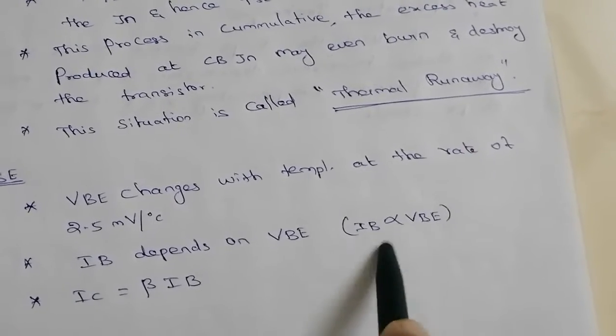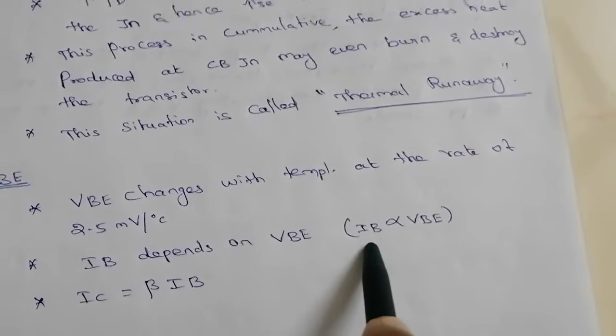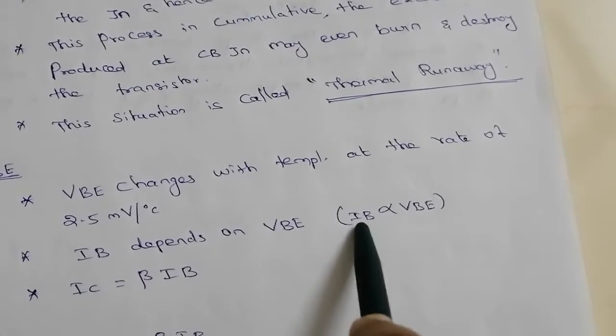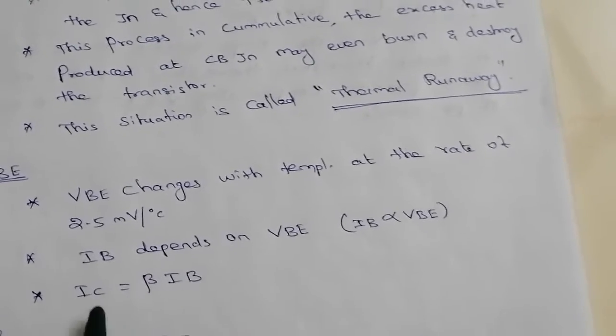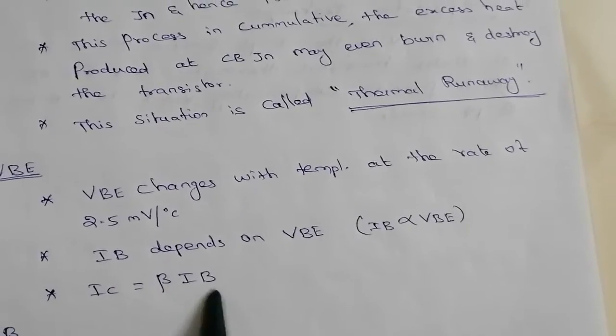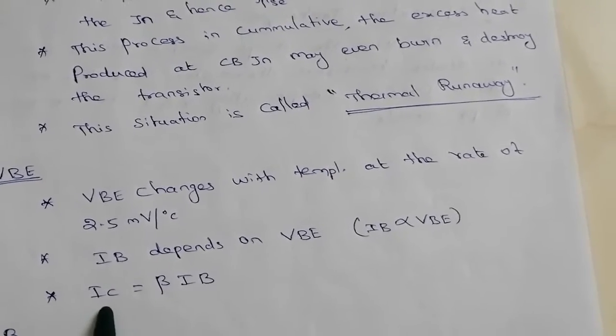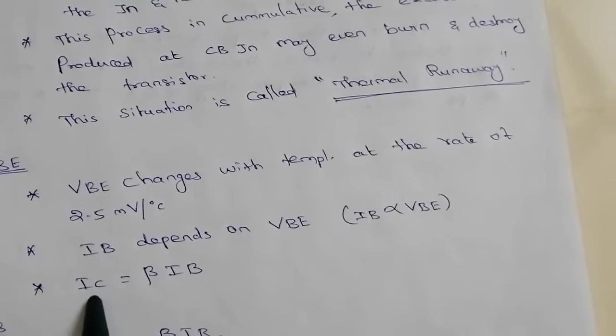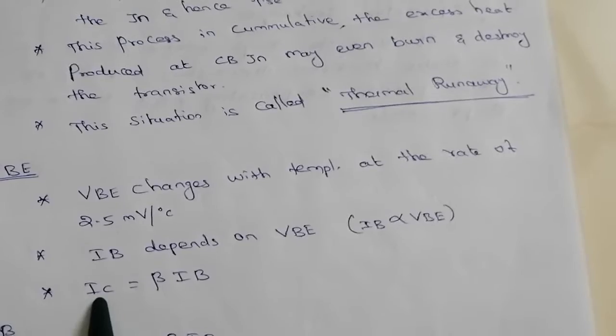So from that, how will it affect the collector current? Yes, it absolutely affects the collector current, because we have the equation, that is the relationship between base current and collector current. IC is equal to beta IB. If IB increases, it automatically increases the collector current. Then next, automatically the Q point changes from the active region to an undesirable region.